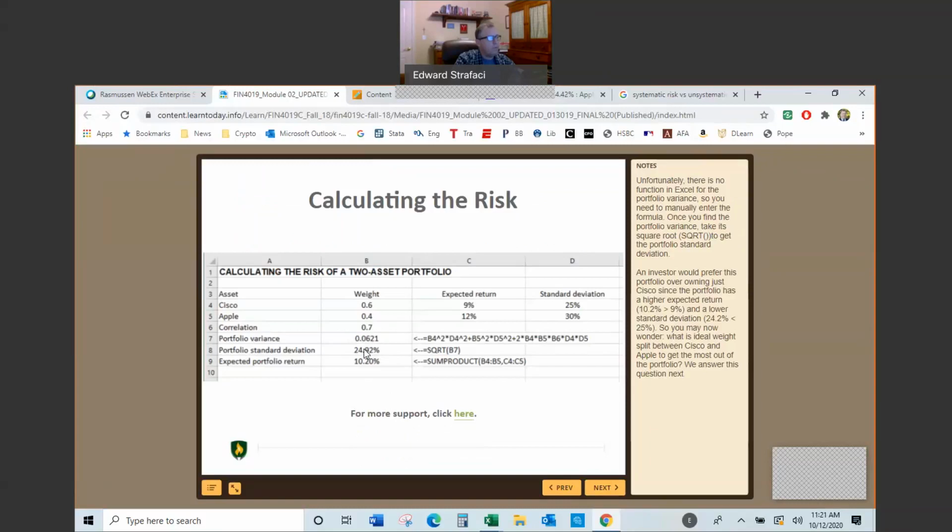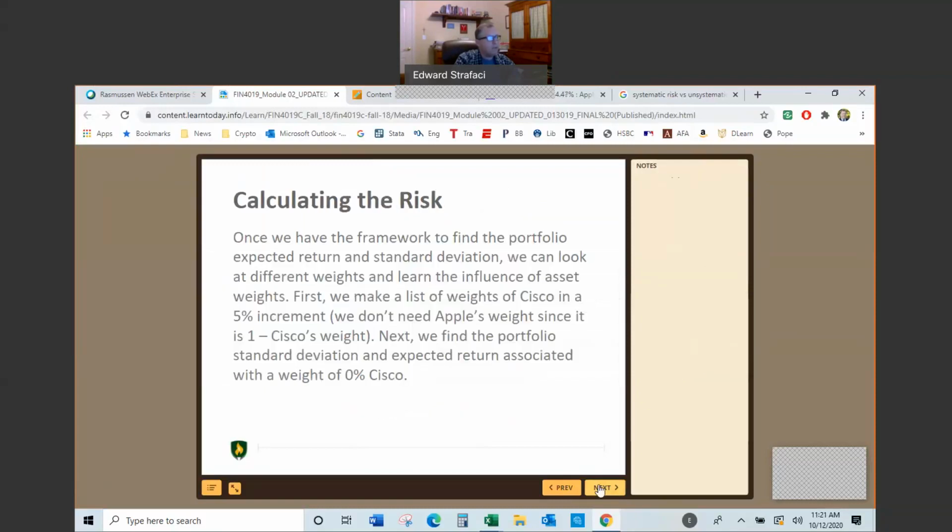And notice that my portfolio standard deviation goes down from the higher numbers up here. No matter what weight I have, it's going to be higher than 24.92% because I have a 30 and a 25. But when I blend these risks together, mathematically, I have a lower standard deviation.